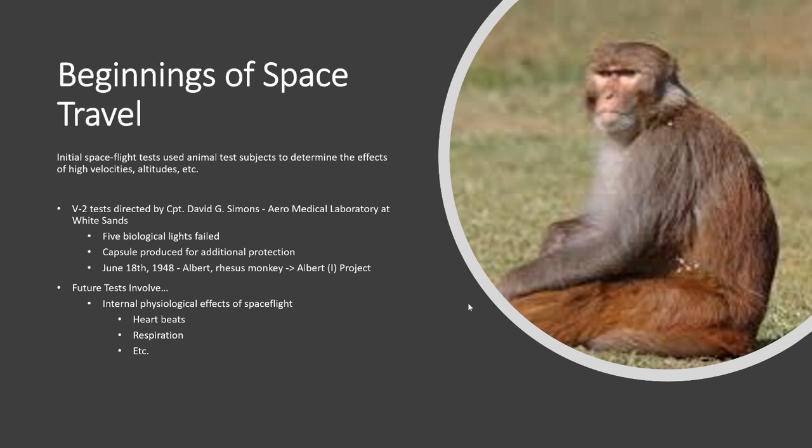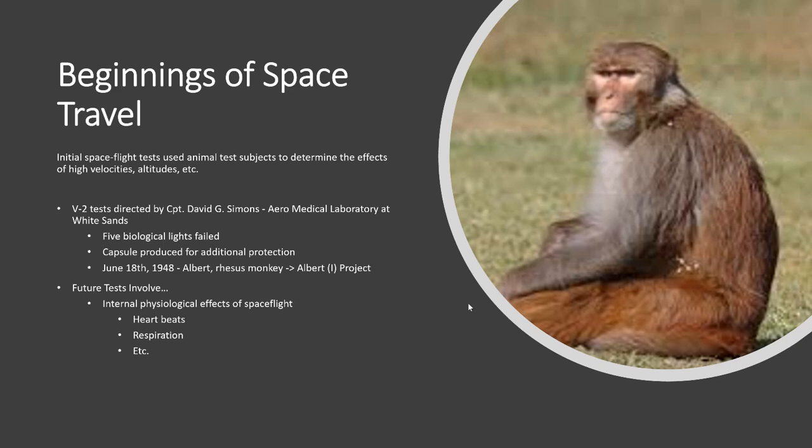Initial spaceflight tests used animal test subjects to determine what the effects of high velocities or g-forces were on an organism's body, what the effects of altitudes were, and what the effects of space were, because it's an extraterrestrial environment. It's an environment that our bodies are not suited for. So in order to see what would happen, they would send animal test subjects, large organisms.